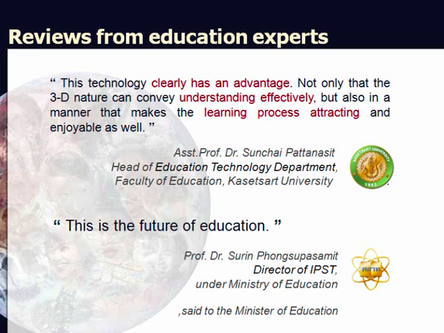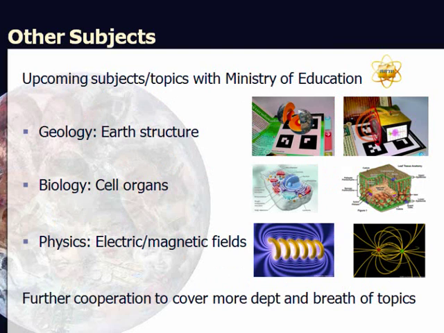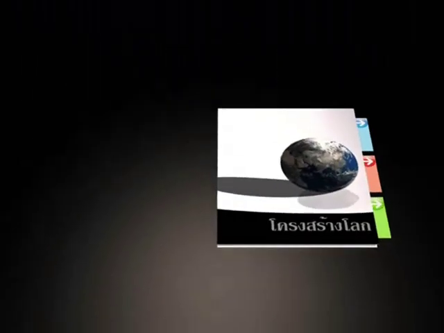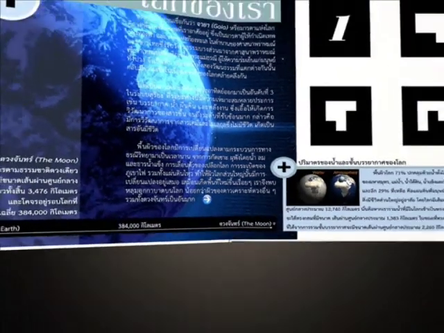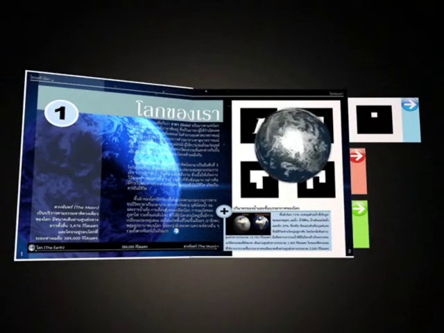We are still working with the Ministry of Education, producing more lessons on more subjects, so our learning media will cover many of the complex science concepts taught in high school these days. Magnetic fields, force fields, 3D structures: these topics are difficult to understand, and we intend to help the students with our learning media. When finished, these lessons will be gradually distributed by the ministry to many public schools across Thailand.